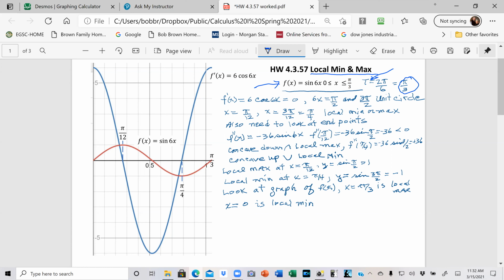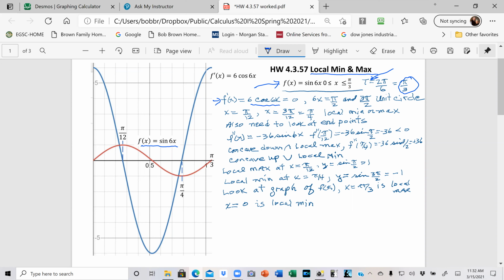So we've got a sine wave with a period of pi over 3, and you can see a graph right here. The next thing we're going to do is calculate the derivative to look for possible local min and local max. The first derivative is 6 cosine of 6x, and that equals 0, and that could tell us where we could have a local min or a max.